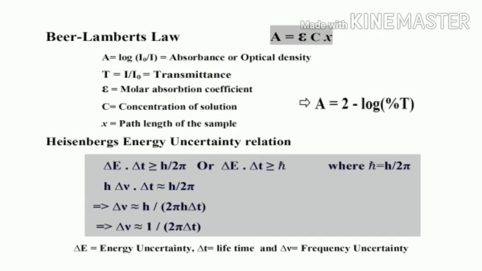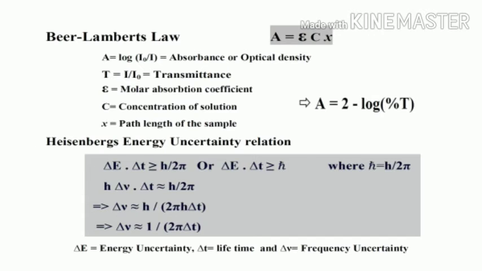We have also derived another relationship between the absorbance and the percentage transmittance, and it is given by A equal to 2 minus log of percentage T. Okay, so using this relationship we can solve some numerical problems.